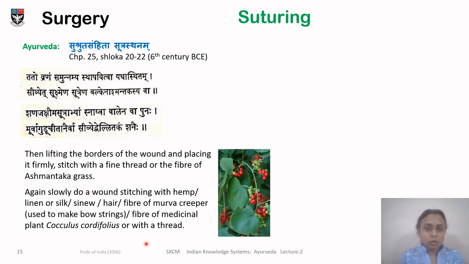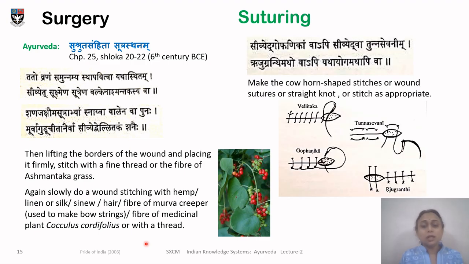It is not just what fiber can be used, but the Sushruta Samhita also outlines the various kinds of stitches that can be used. Horn-shaped stitches, straight knots, talks about various other stitches and also gives detailed illustrations to show how these stitches are made. So suturing as a science in itself was mentioned in great detail in the Sushruta Samhita.